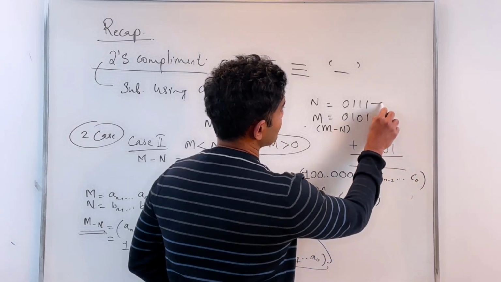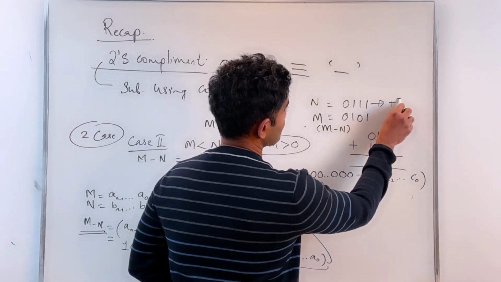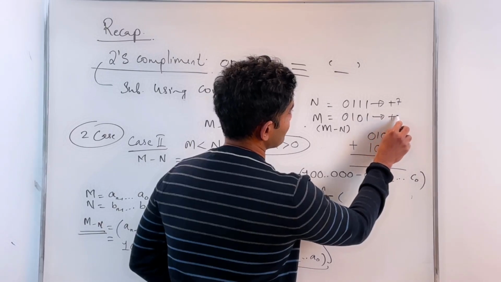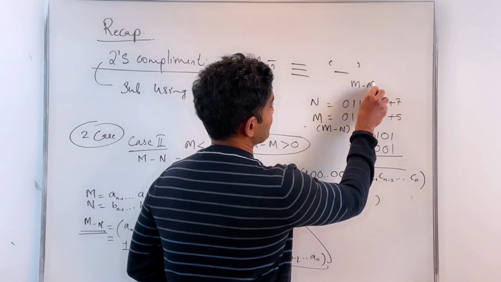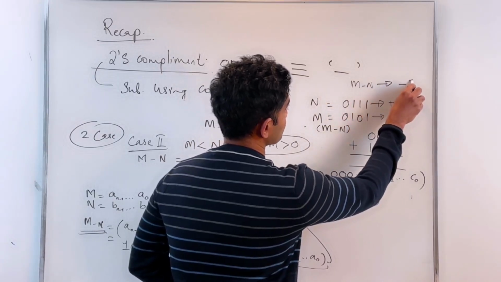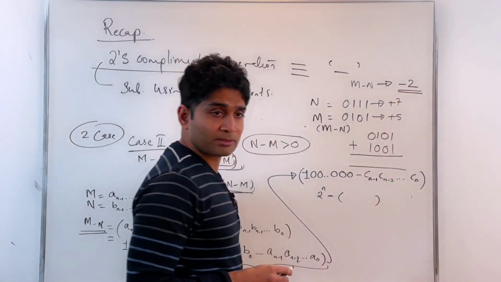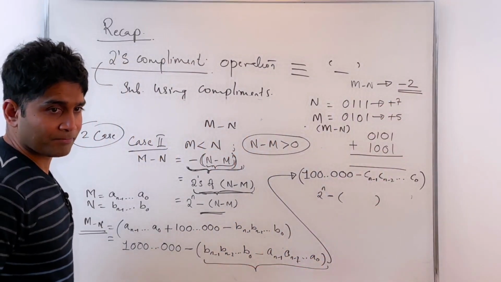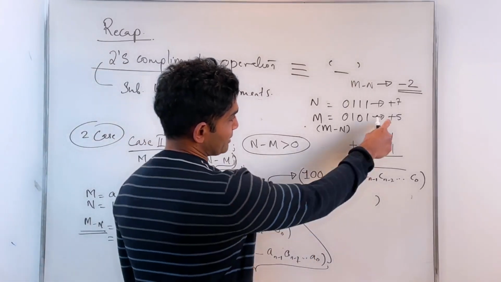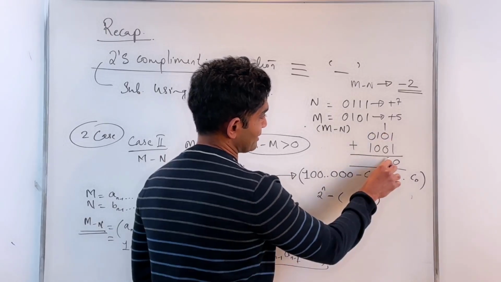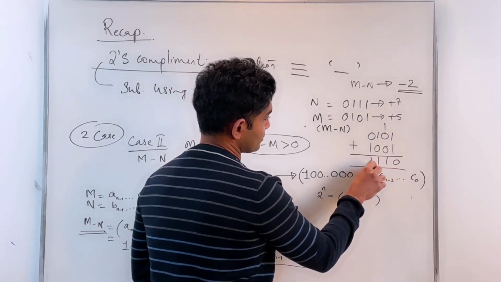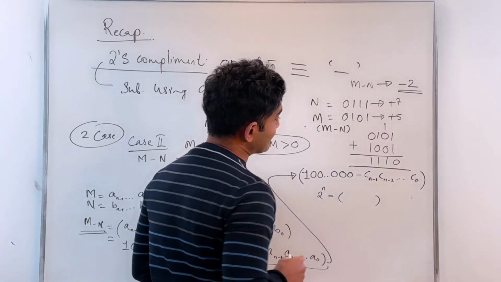Now, what is the answer I expect to get? Again, this is plus 7, this is plus 5. M minus n, I'm expecting to get negative 2, right? And what do I get here? 1 plus 1 is 0, 1, 0, so that goes there. That's 1, that's 1, that's 1. I'm getting an answer 1, 1, 1, 0.